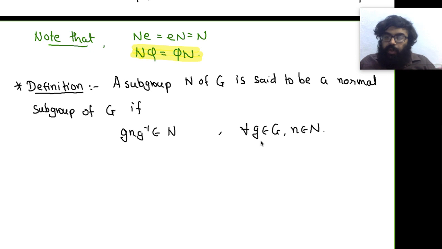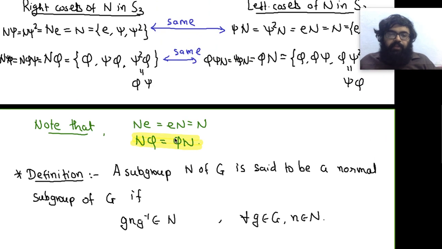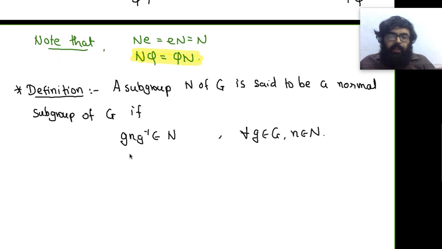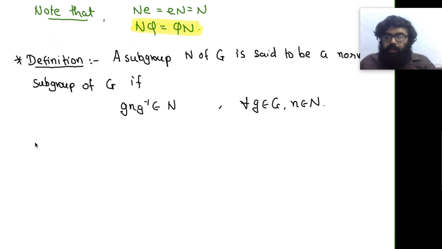Then for every g in G and for every n in N, not for one element, for every n in N and for every g in G, if this happens, then we say that N is a normal subgroup. You are wondering why here we have seen that every left coset is the same as right coset for a normal subgroup, but we will get there. But let us consider some example. Before we consider some example, let us write a remark here.